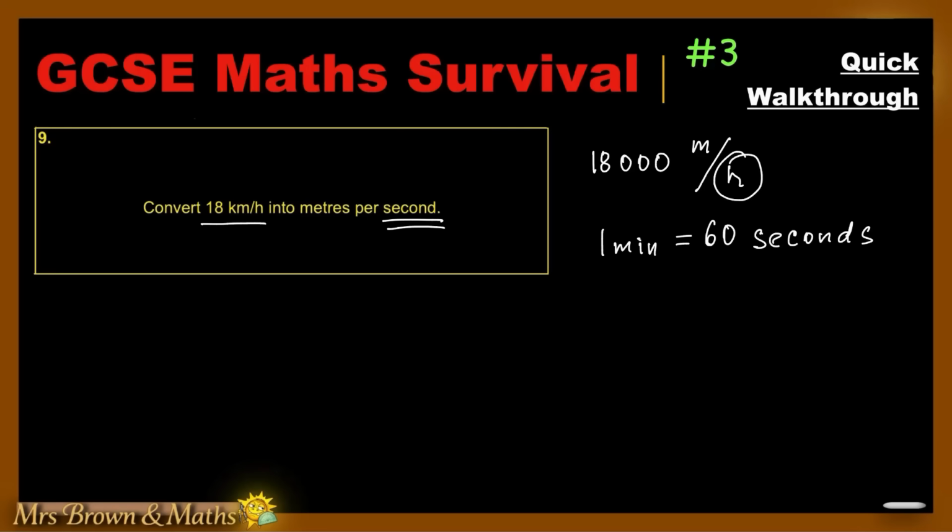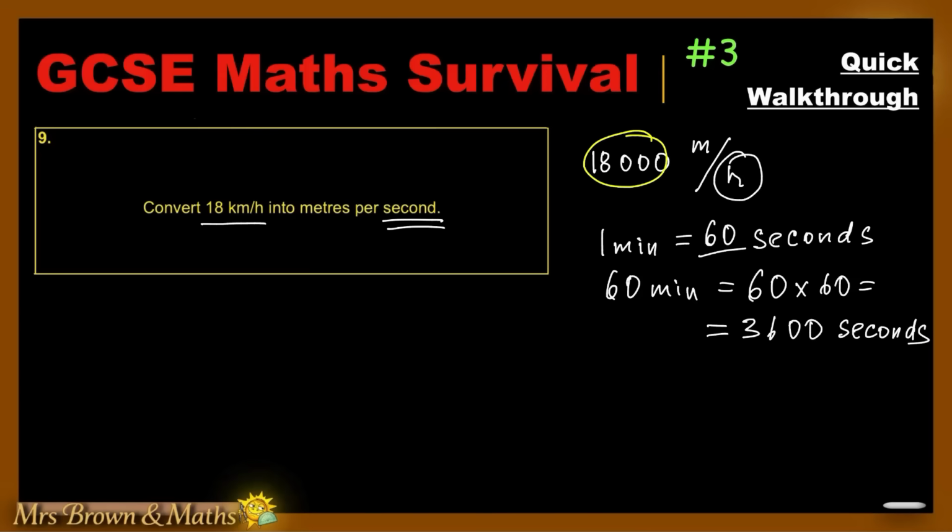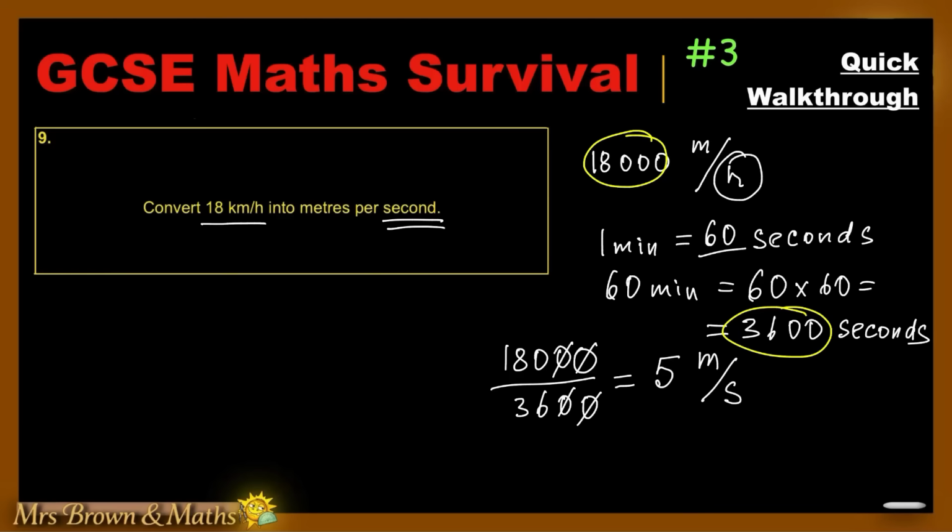Question 9. Convert 18 kilometers per hour into meters per second. So first of all, let's convert kilometers into meters. Kilo means 1,000. So we have 18,000 meters per hour. 1 minute is 60 seconds, so 60 minutes will be 60 times 60, 3,600 seconds. Now, divide 18,000 by 3,600, and the final answer will be 5 meters per second. Done.